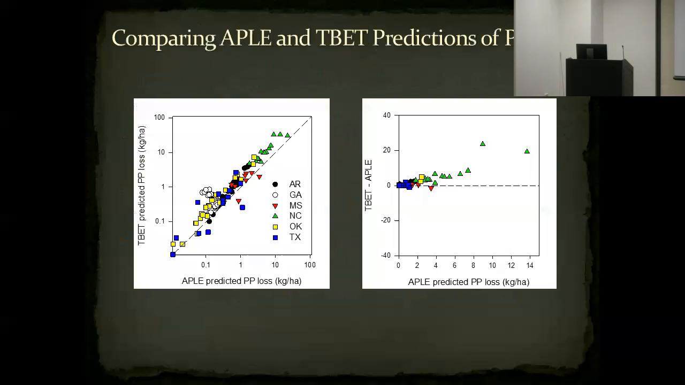Now, what about particulate P loss? So this is just phosphorus that's attached to eroded sediment. And now, if you notice the difference, again, they're following along this one-to-one line, but now the data are all to the left of the line. They're above this. So T-Bet now is predicting greater losses than Apple for particulate P loss.